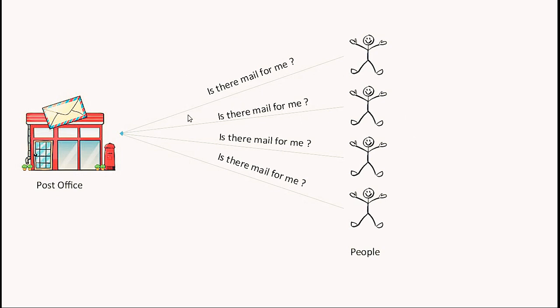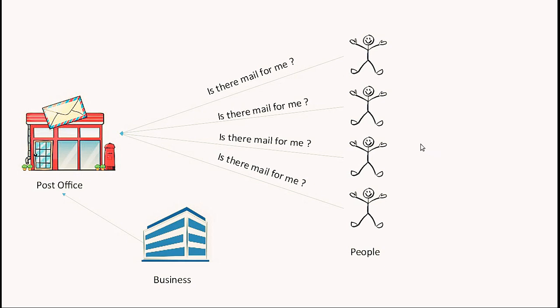The second problem is that when you code the post office in a way that handles people's requests, you're really restricting yourself. What if now you don't have people but you have a business, and it's a business that's also interested in knowing whether there is mail for them or not. So this is clearly bad design.